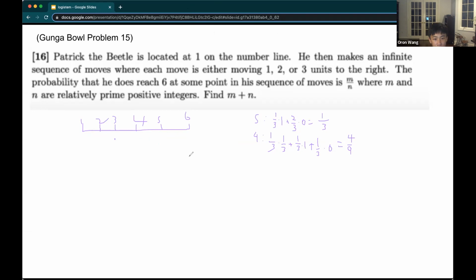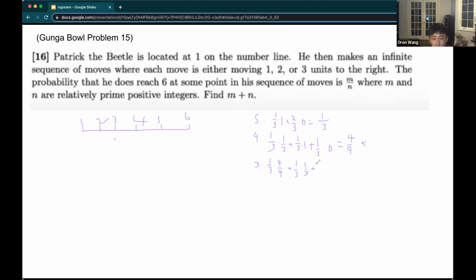Now let's look at if he starts at 3. There's a 1/3 chance he moves 1 unit to the right, lands on 4. And from there, there's a 4/9 chance that he reaches 6, as we already found. There's a 1/3 chance that he moves 2 units to the right, lands on 5, and from there, there's another 1/3 chance.